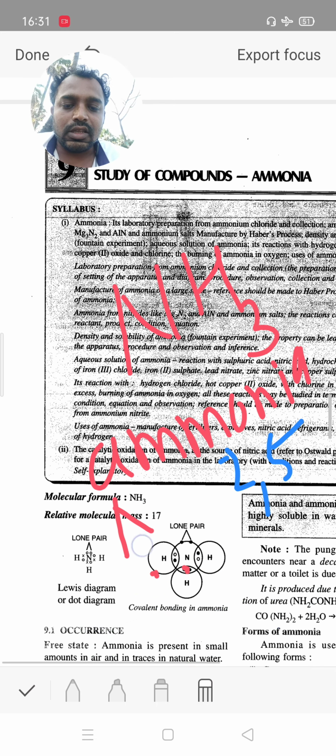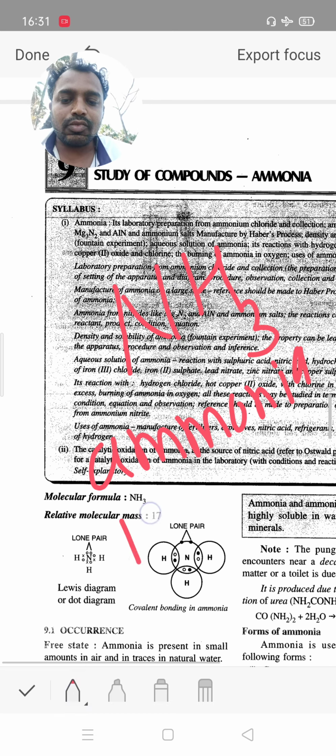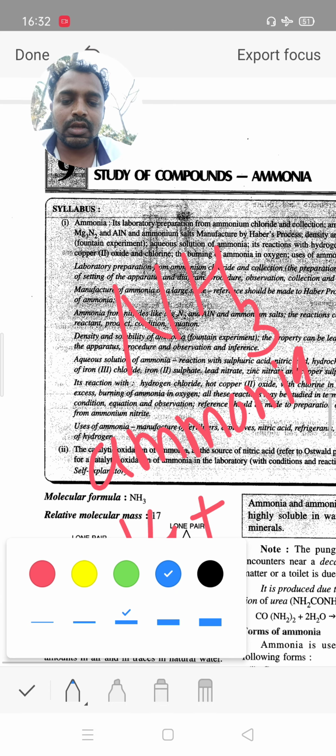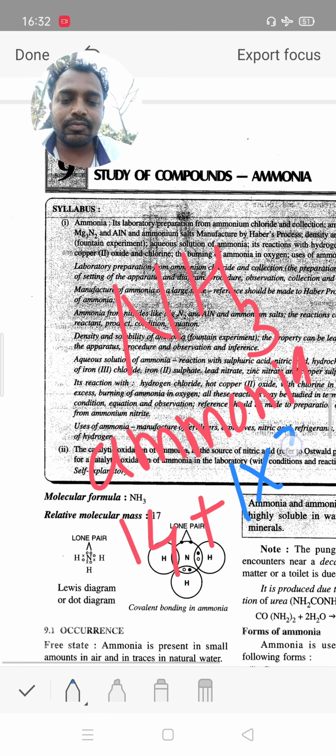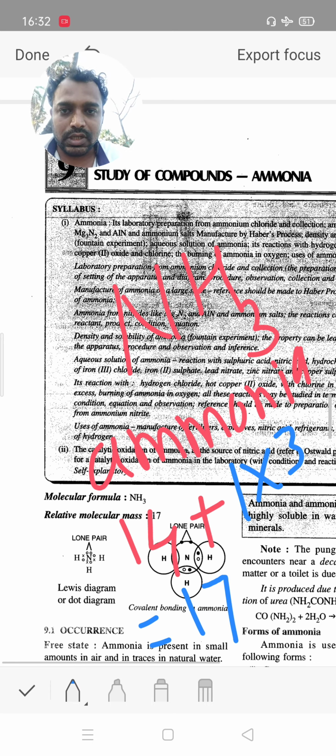Now molecular formula: NH3, and its molecular weight. Nitrogen is 14 and there are a total of 3 hydrogen, 1 into 3. So 17 is the molecular weight of ammonia.